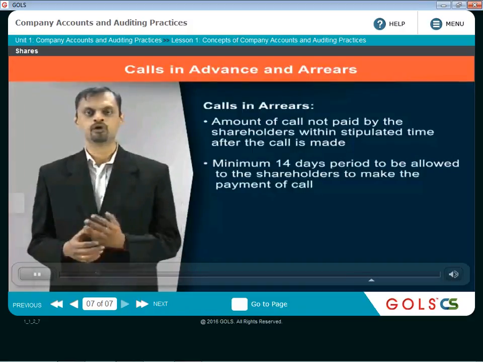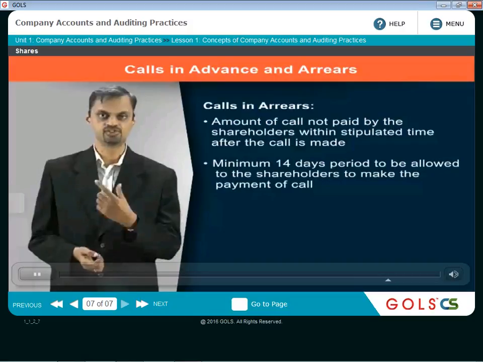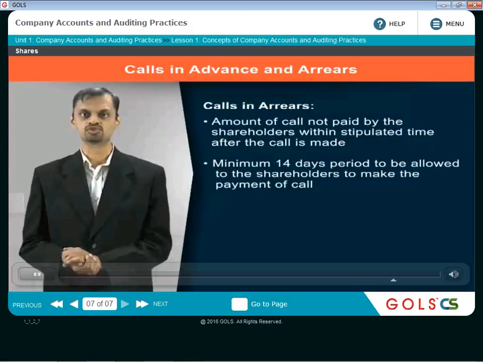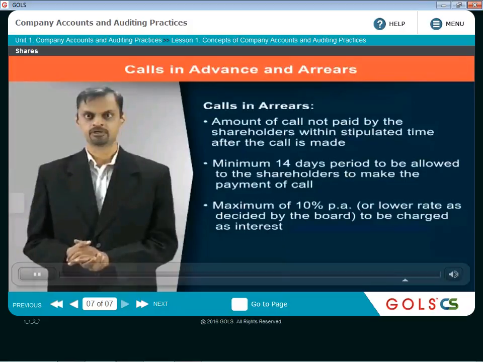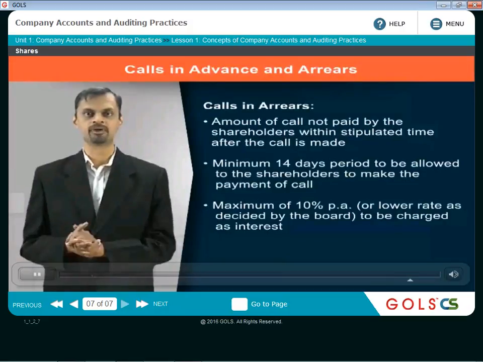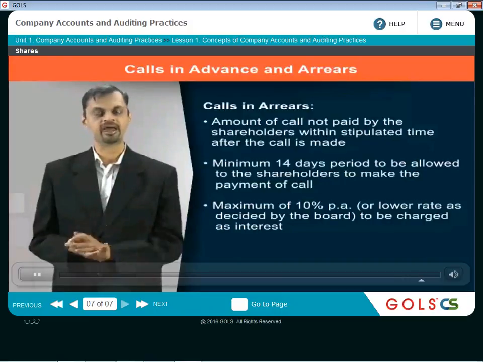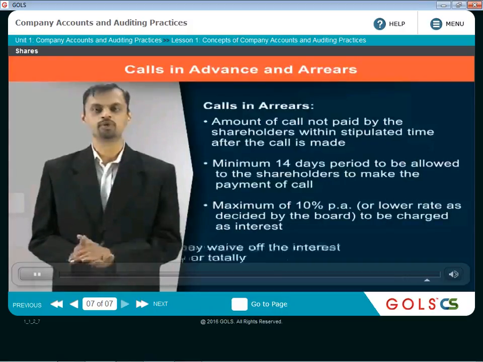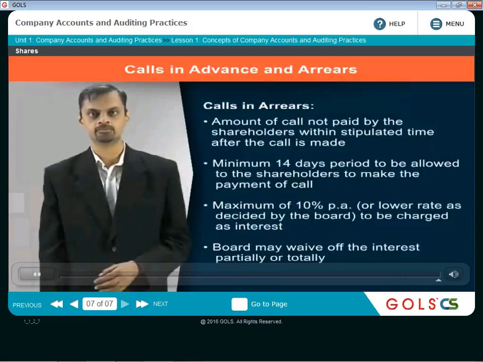Now since this is an outstanding amount payable by the shareholders, the company can charge interest on this calls in arrears to the shareholders, and the rate of interest is maximum 10%. So maximum 10% per annum interest can be charged on calls in arrears, or a lower rate as decided by the board. The board may waive off the interest partially or totally. That is up to the board.